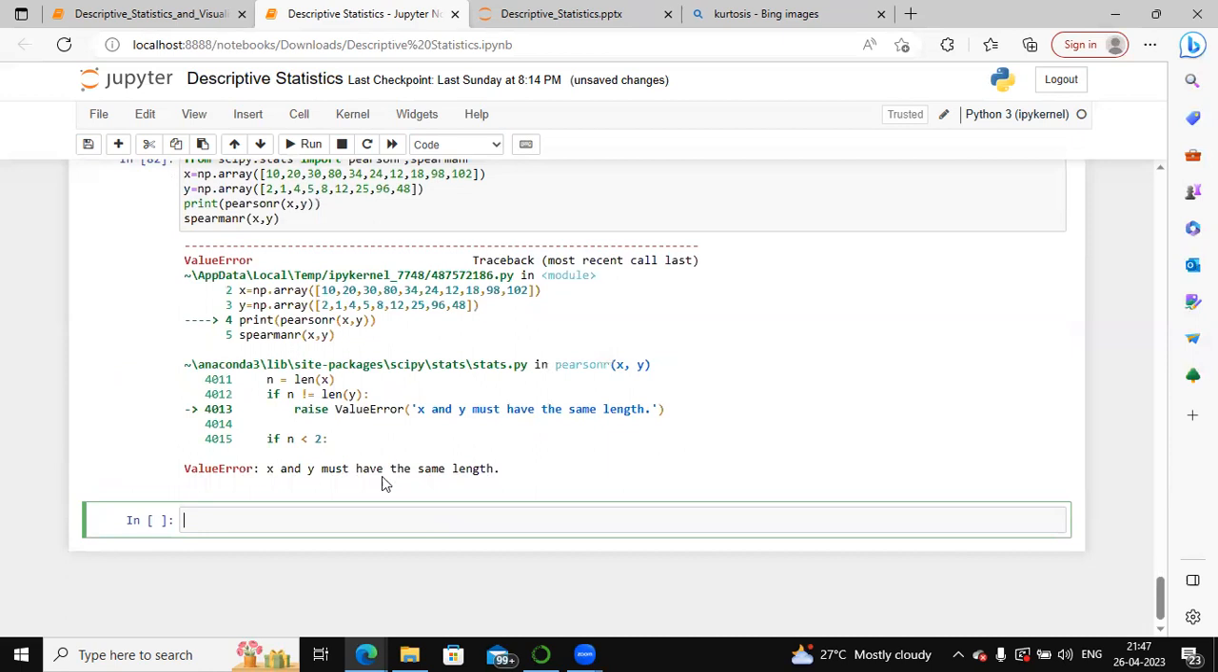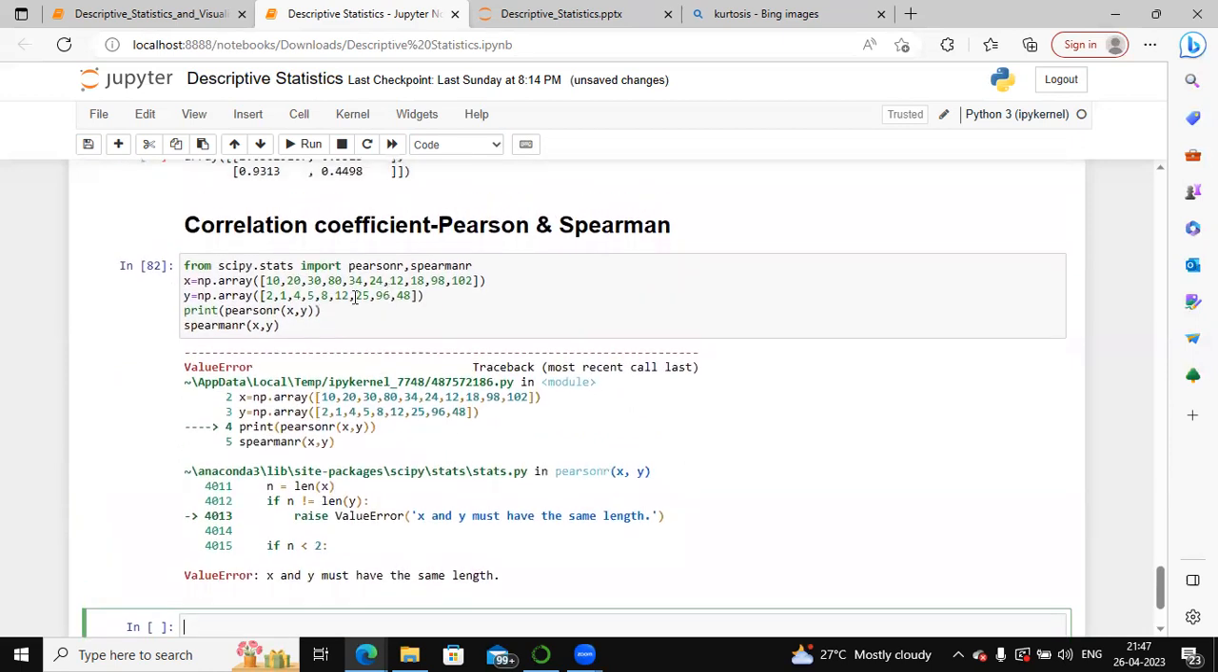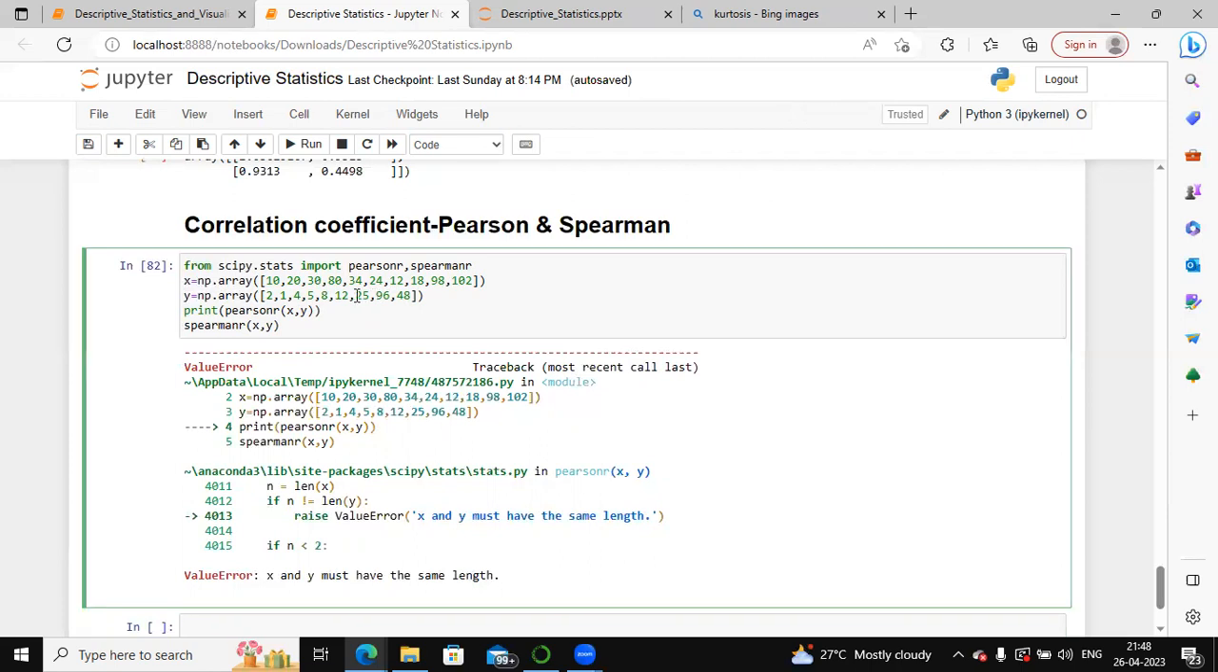What's the check? X and y must have the same length. So there is some mismatch in length, I guess. 2, 5, 12, 18, 25, 96, 48. How many points are there? 1, 2, 3, 4, 5, 6, 8, 9, 10. And 1, 2, 3, 4, 5, 6, 7, 8, 9. There is a value missing here.